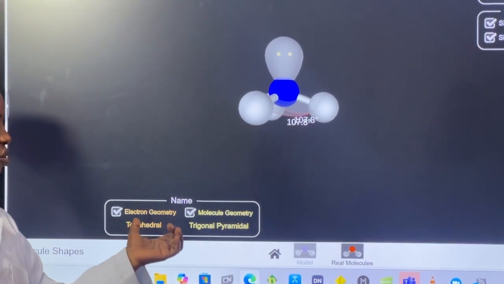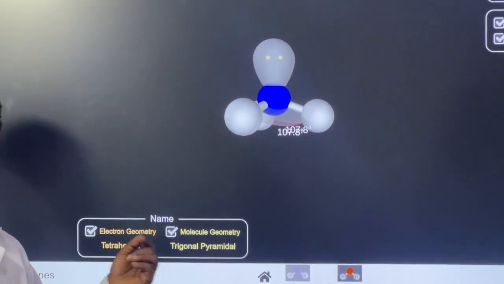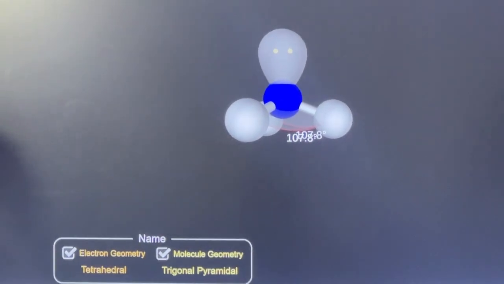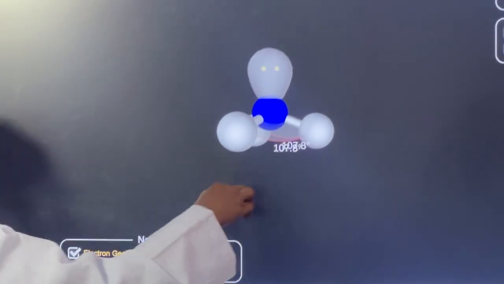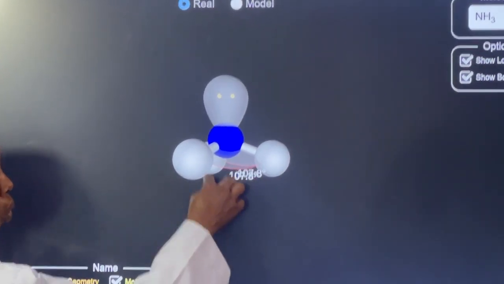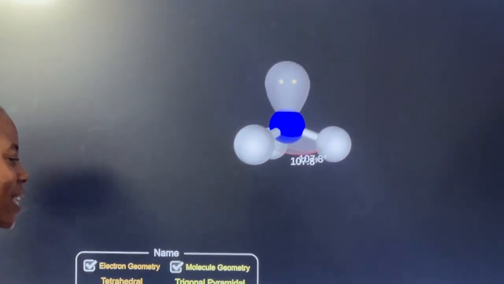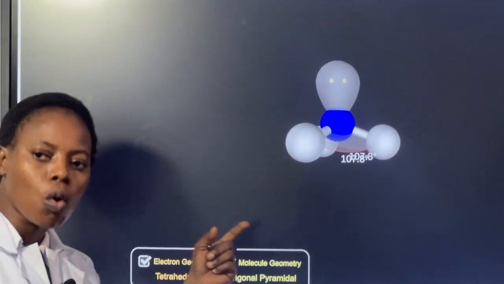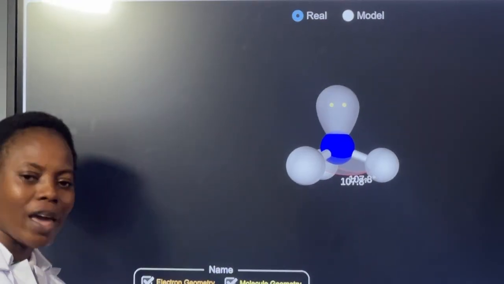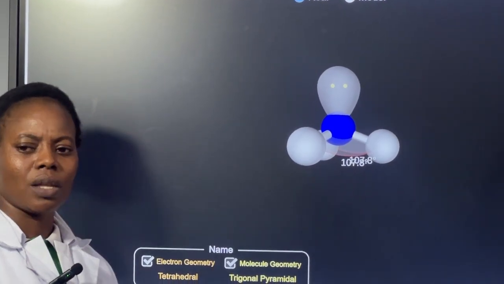The molecule geometry for ammonia is trigonal pyramidal. Why do we call it a pyramidal and not a planar? It's because by the time we draw the complete shape of what is below in this, it takes the form of a pyramid. And that is why instead of calling the molecule of ammonia trigonal planar, we rather call it trigonal pyramidal. Now let's look at it.